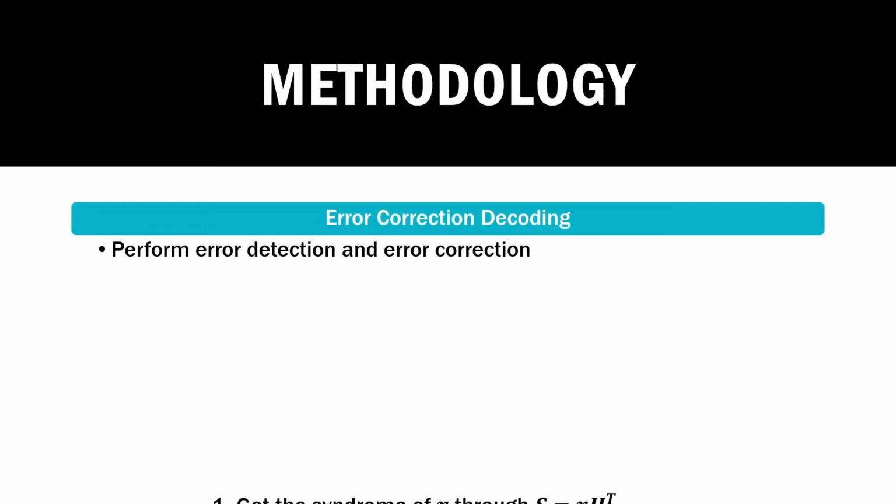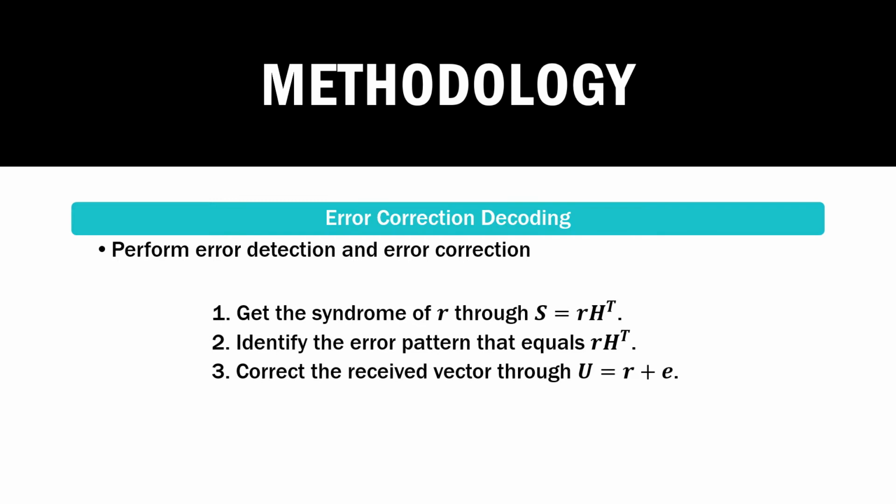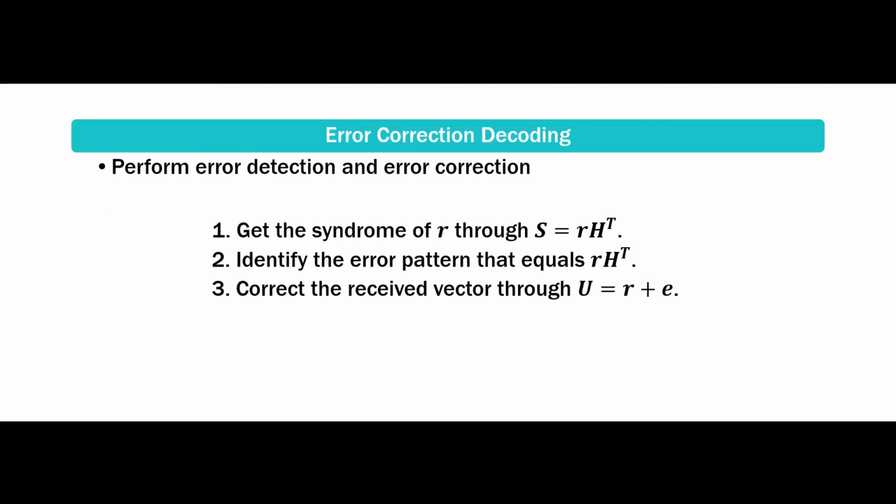The last part of the methodology is the error correction decoding, where to perform error detection and error correction, we first get the syndrome of R through S equals R H to the power of T. Second, we can identify the error pattern E from the syndrome. And the third one is to correct the received vector through U equals R plus E.